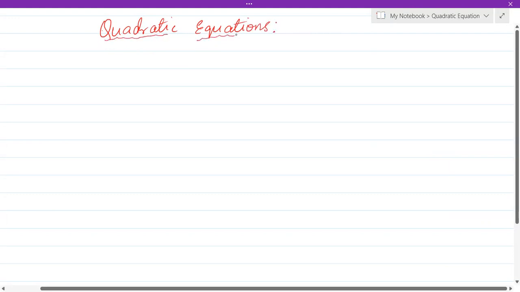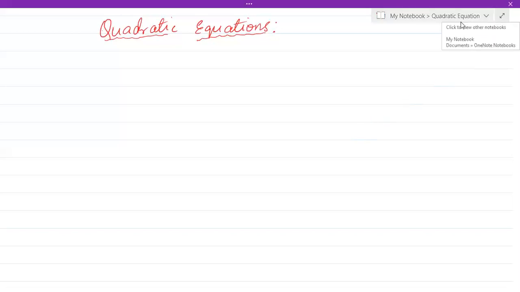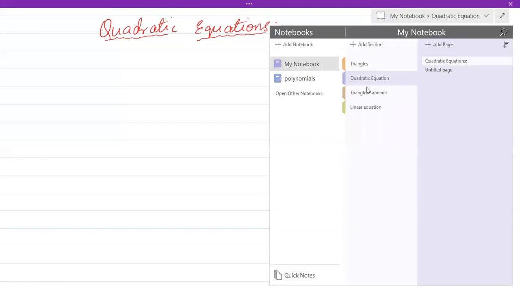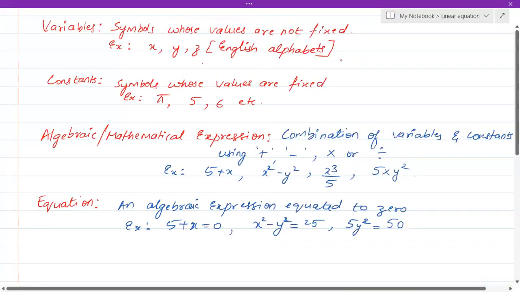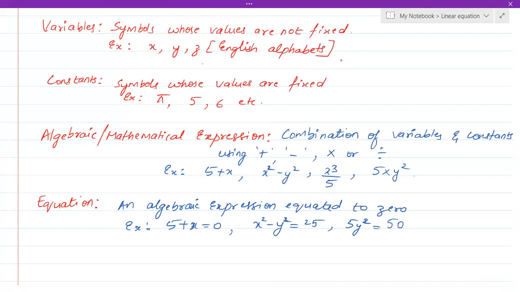So before getting into what are quadratic equations, let's learn some basic things. Let's learn these important things known as variables, constants, algebraic expression, and the meaning of equation. Then we'll get into quadratic equation.